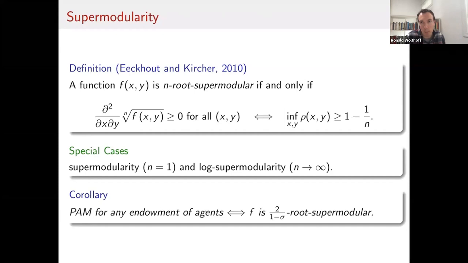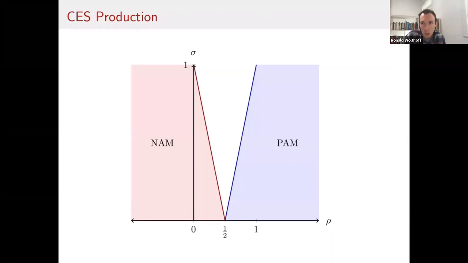Now, to make that a little bit clearer, the picture looks like this, right? So on the horizontal axis, I have the elasticity of complementarity right here. So here I assume CES, so the elasticity is constant, right? Here we have 0, so this means supermodularity. Here the elasticity is 1, that means log supermodularity. Here we have 1/2, that means square root supermodularity. And so on the vertical axis, we have sigma, right?